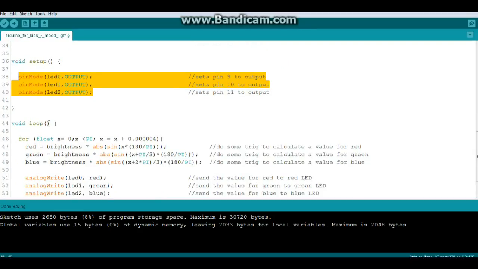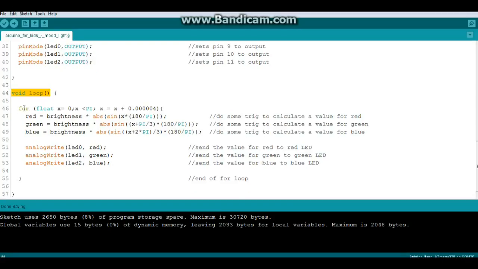Now here's our loop, which is going to run as long as this thing is turned on. And we're going to do a for loop. We're going to say float variable x equals 0. As long as x is less than pi, what's pi? 3.141 something. Then x equals x plus 0.12345 more zeros and a 4. Why? Because.